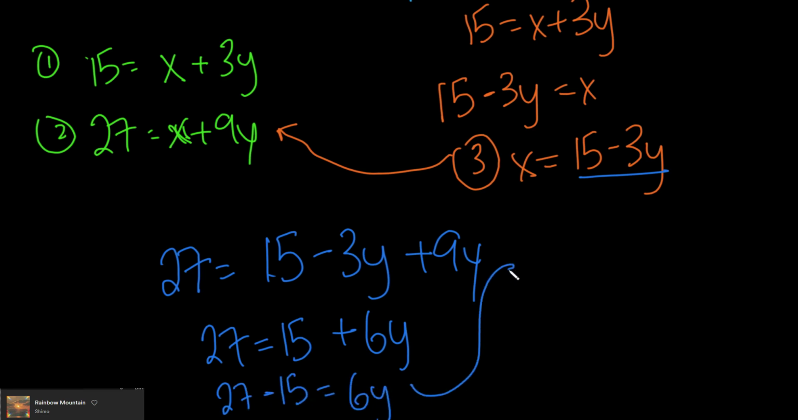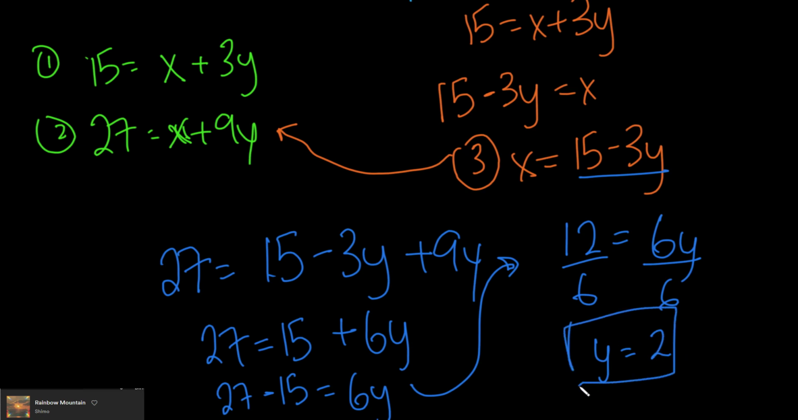I'm going to continue my work on this side. So 27 minus 15 here is 12 equals 6y. Now I can divide both sides by 6, which would give me y equals 2. So my cost per ride here is $2 per ride.